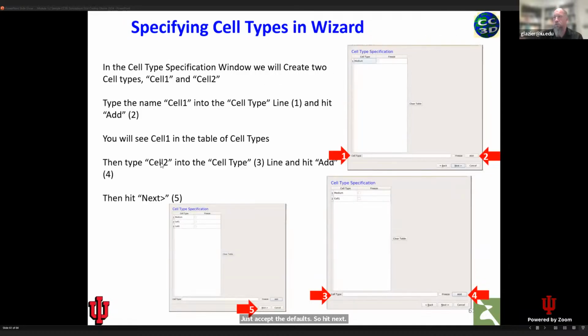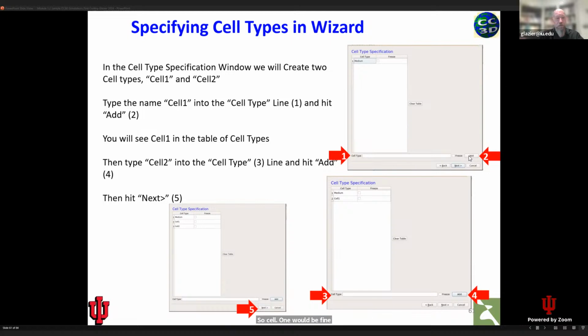The next window will say Cell Type Specification. If we don't have cells, we're not going to have anything. So we need to create some cells. And so in the dialog box that says Cell Type, type the name of a cell. And again, don't begin the name with a number, no special characters, and no spaces. So cell 1 would be fine.